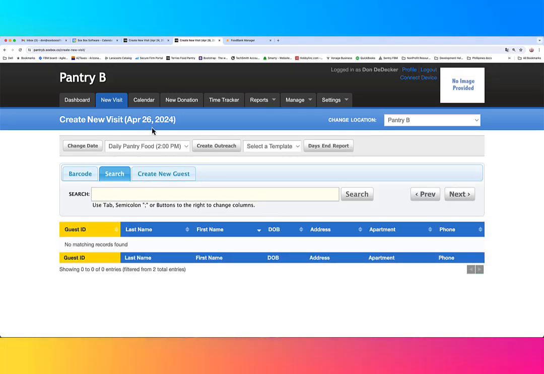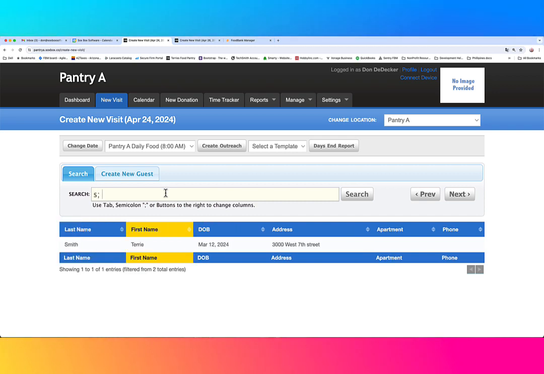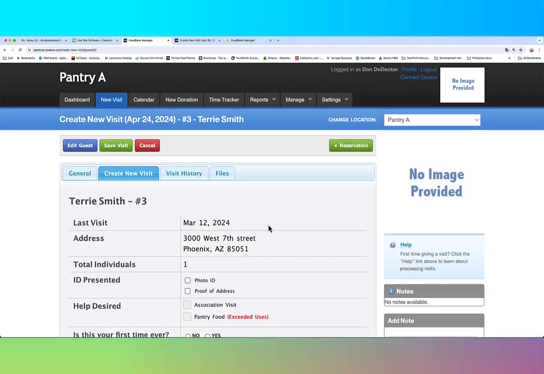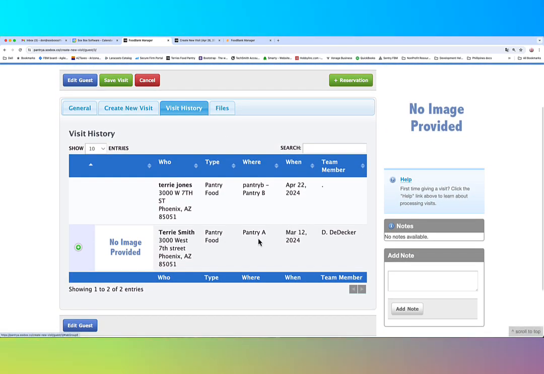Let's do another one. Let's go to Pantry A. We're going to go here, Pantry A. Remember, I wouldn't normally do this because I don't own it. And I'm going to pull up another client. I'm going to pull up Terry Smith. Terry Smith exceeded your uses. If I look at her history, she's got a Pantry A visit on April 22nd, 2024, and she's got a Pantry B visit, which is on the 22nd, which is 2 days ago, and then Pantry A on the 12th.